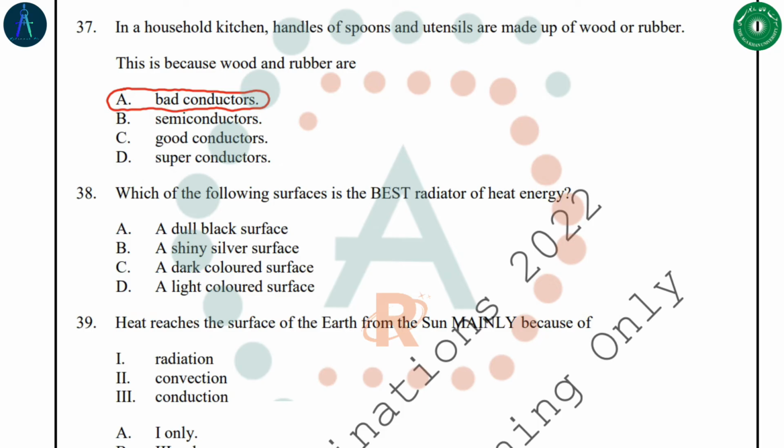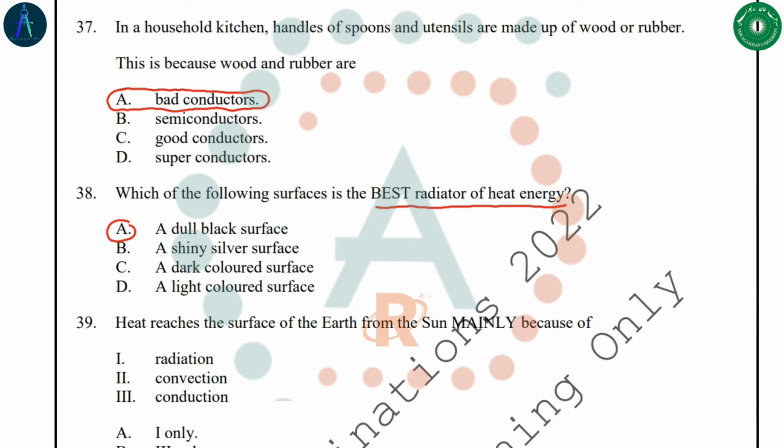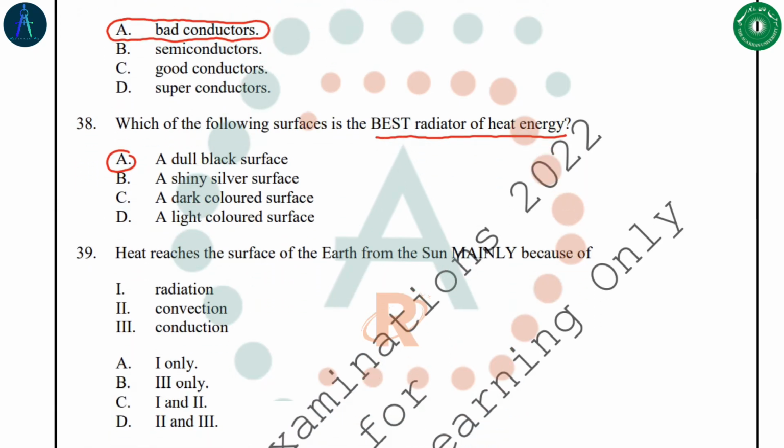Which of the following surfaces is the best radiator of heat? The best radiator of heat is the dull black surface, which will absorb the most heat and radiate the most heat as well. While shiny silver surfaces are excellent reflectors of heat.